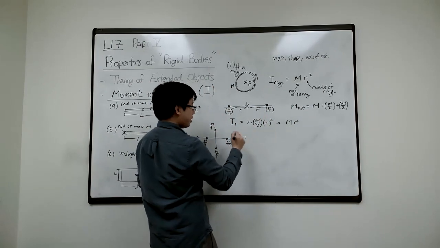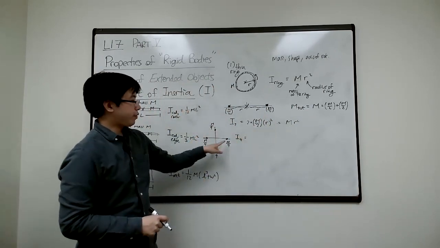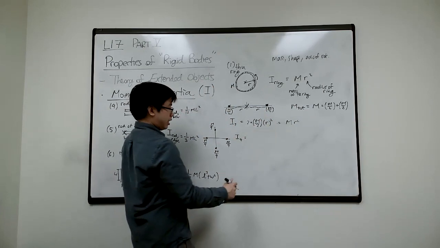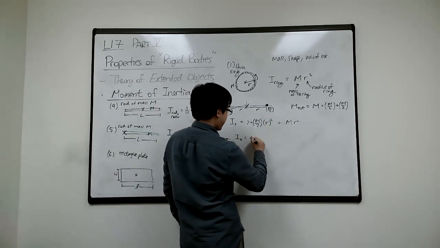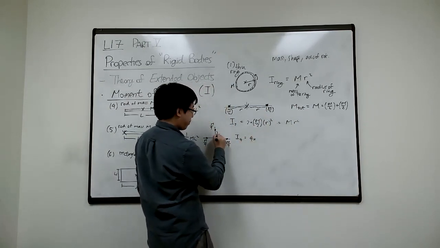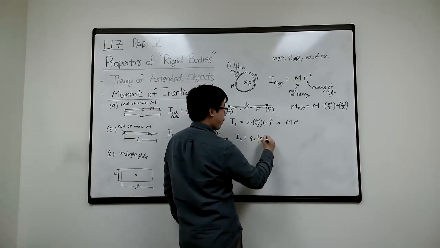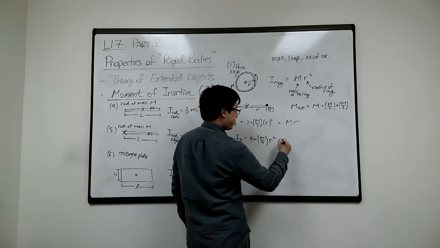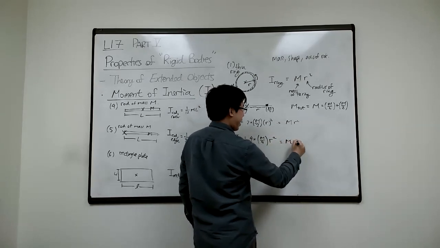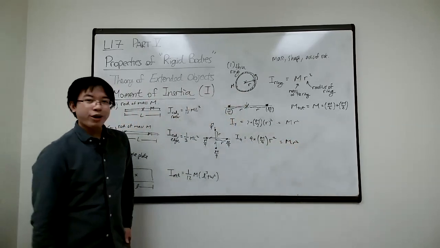What's I in this configuration with chopping it into 4? Well, it's 4 times. They're all equal distance from the center. So 4 times mass over 4, times r squared. So it's again m r squared. Can you see where I'm going with this?